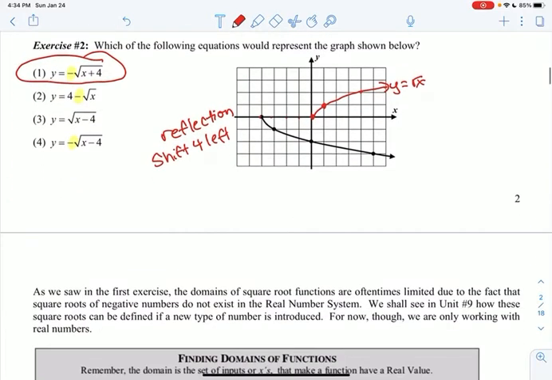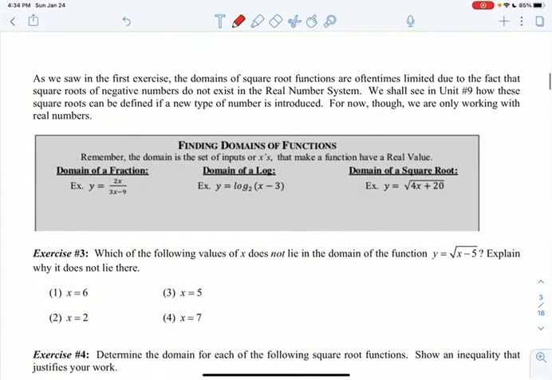All right, so let's talk a little bit about these domains that are going on. So we did this back in the beginning of the year. So just remember our domain, when I have a fraction, the denominator cannot equal 0. So in order to find my domain, I'm going to take my denominator, set it equal to 0, and solve. Okay, so I cannot have it equal 3. It can be any other thing, but it cannot be 3. So it's all real numbers, except it cannot be equal to 3.